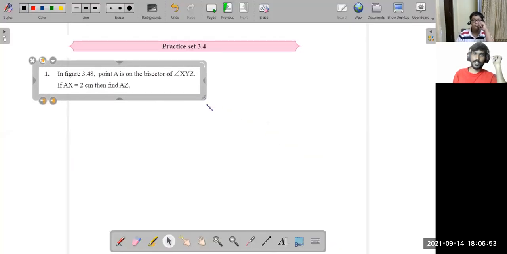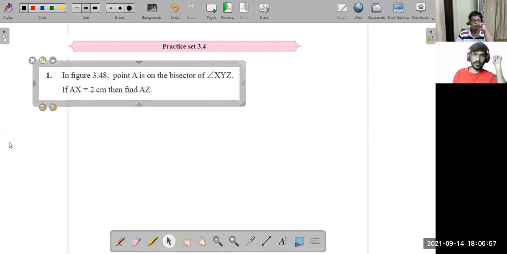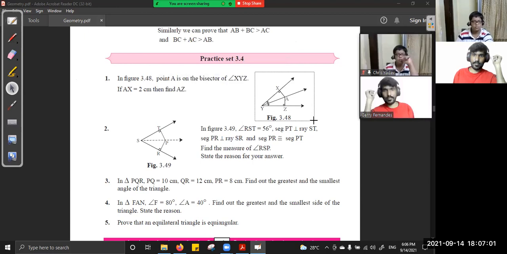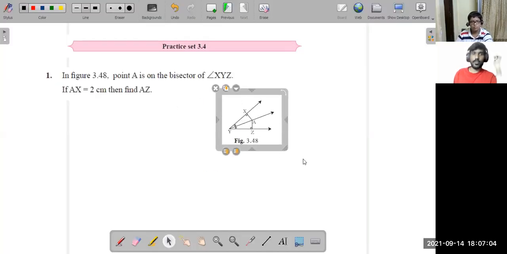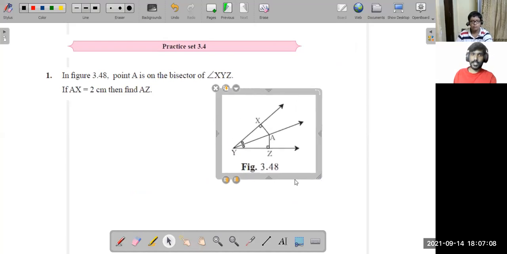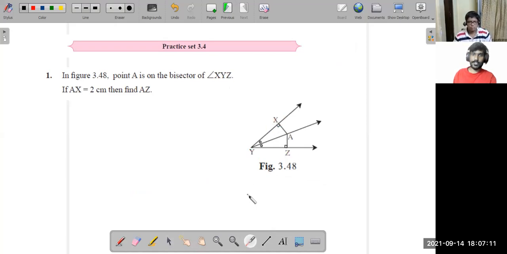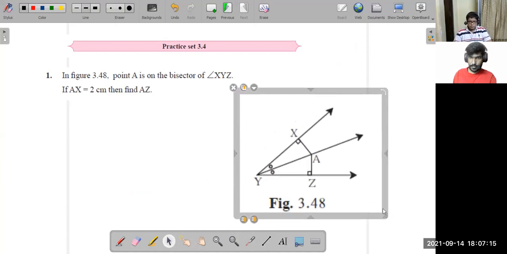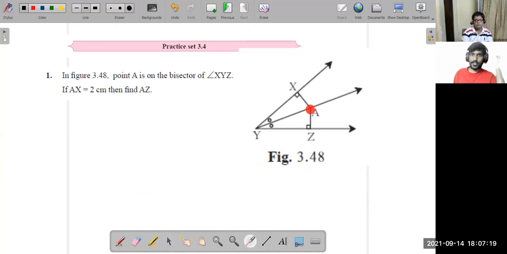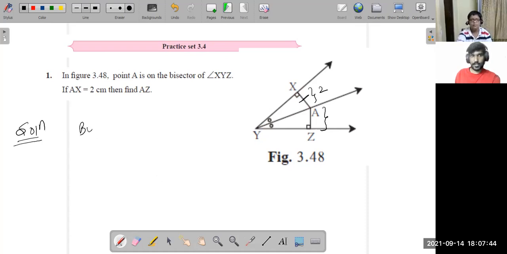We'll do the first sum of practice set 3.4 and we'll stop after this. So in this sum, it says point A is on the bisector of angle XYZ. Point A lies on the angle bisector of XYZ. If AX is 2, if this length is 2, how much will be length of AZ? Can you tell me how much will it be? It will also be 2. Why? By which theorem? By angle bisector theorem.